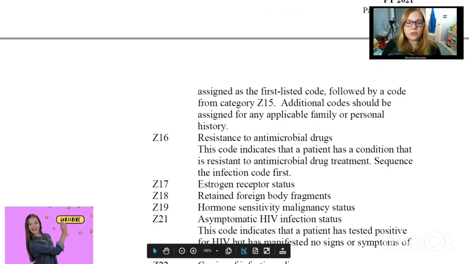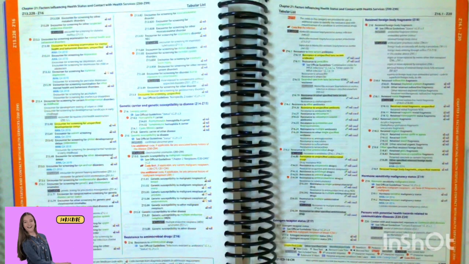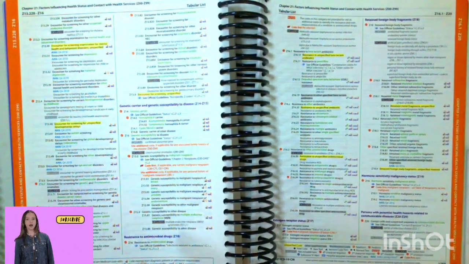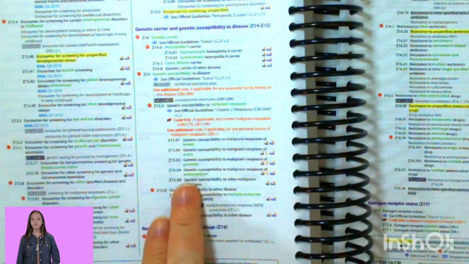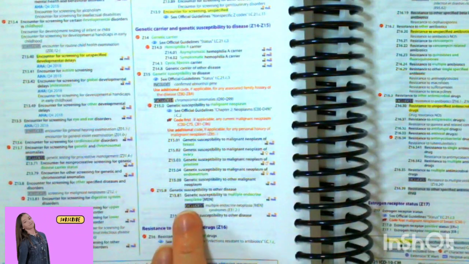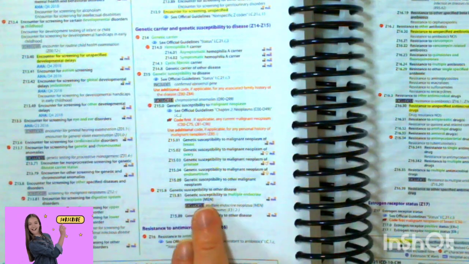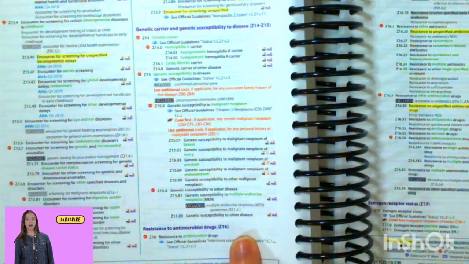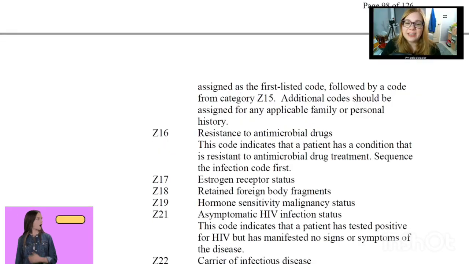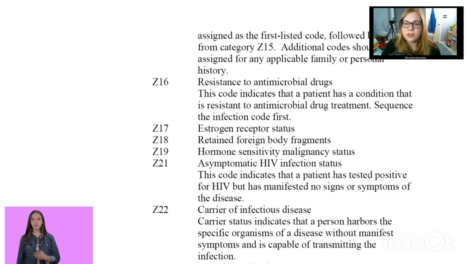Actually, let's take a look at what is included in that Z15 category. A lot of these are cancer related: genetic susceptibility to malignant neoplasms of the breast, the ovary, prostate, endometrium, and then the others are genetic susceptibility to other diseases, so multiple endocrine neoplasia, and then just other disease. Z16 is resistance to antimicrobial drugs. This code indicates that a patient has a condition that is resistant to antimicrobial drug treatment, and we sequence the infection code first.